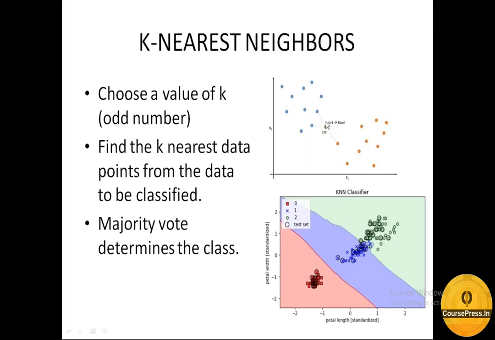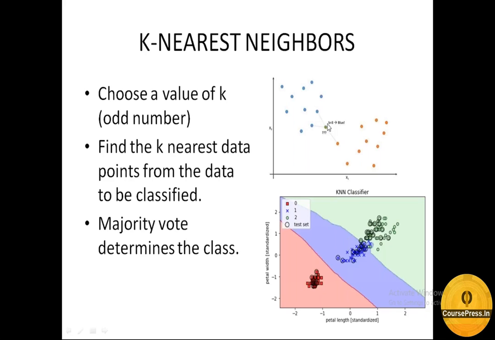I take k equal to 3. So I find the 3 closest data points to my green data sample. The 3 closest data points cover 2 blue samples and 1 orange sample. So it assigns this green data point to the blue class.